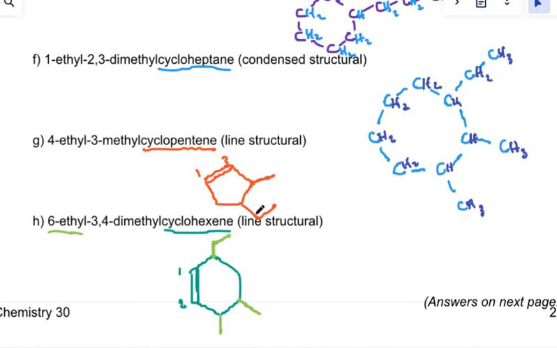Doing the cyclic ones is really not that different from doing the linear molecules we started with. You draw the ring and then you attach branches. None of that has really changed.